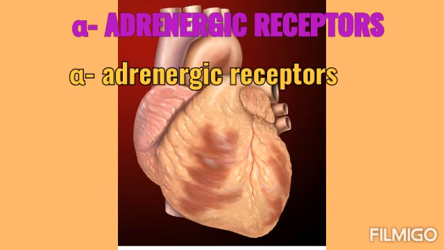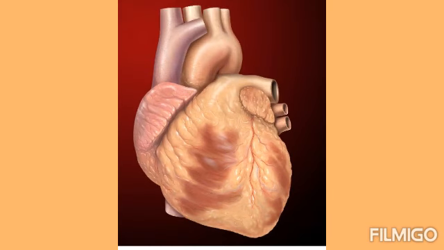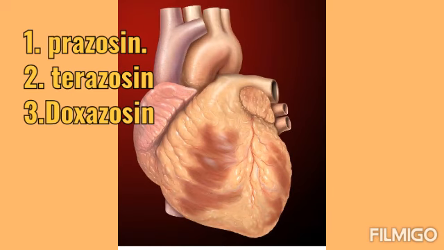We have alpha adrenergic receptors that are found on the blood vessels. Binding of noradrenaline to these receptors will cause an increase in total peripheral resistance. Examples of the alpha blocker drugs include prazosin, terazosin, and doxazosin.